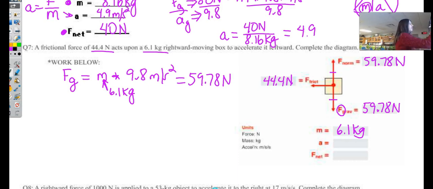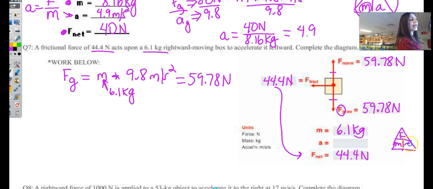So this here is my net force, because that's the only force I have: my frictional force pulling back to the left. There's no applied force to the right, so that's the only force I have. Okay, and then don't forget, once you know two of these, you can use your triangle.